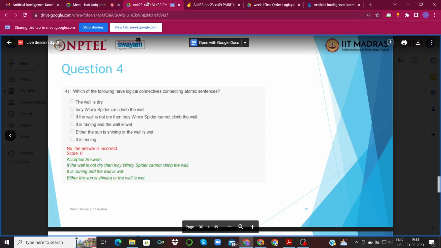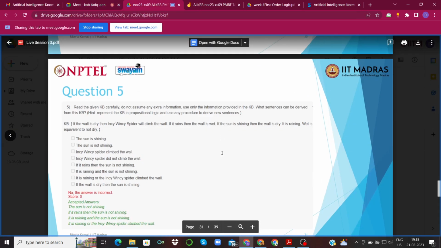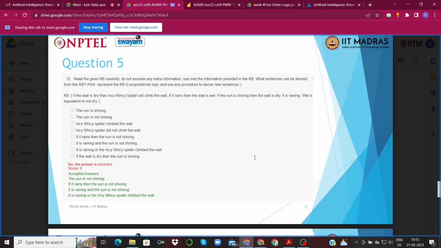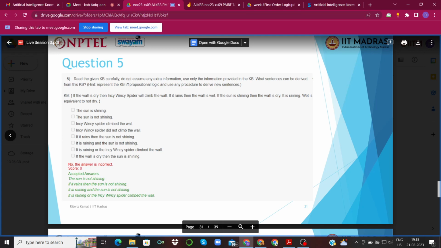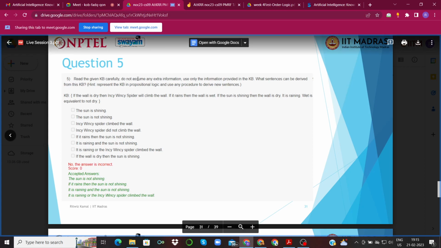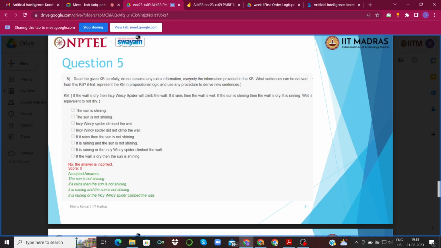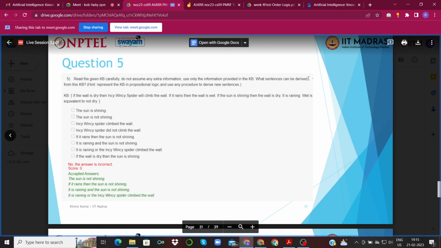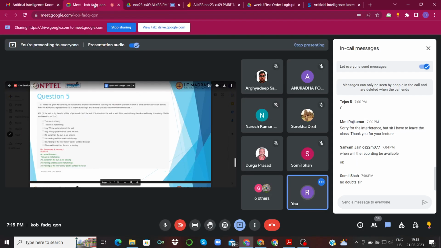Okay, this is also pretty straightforward. So let's move on to the next question. This is based on a similar scenario as the previous question, and you are told to read the knowledge base carefully, do not assume any extra information, and asked what sentences can be derived from this knowledge base. Any doubts about this particular question?